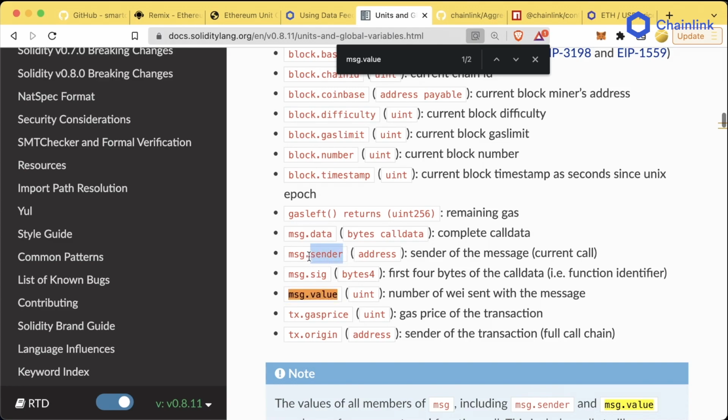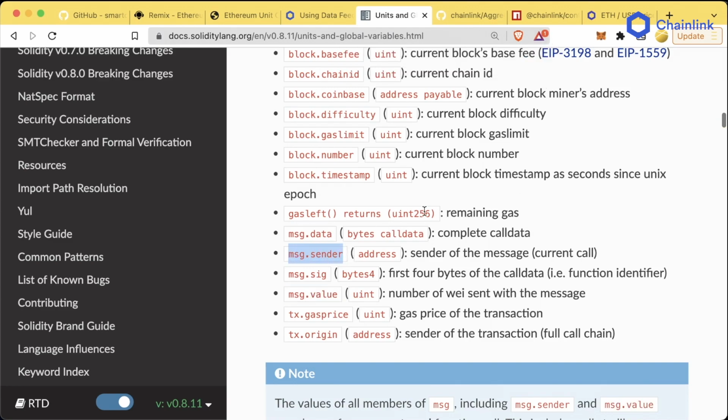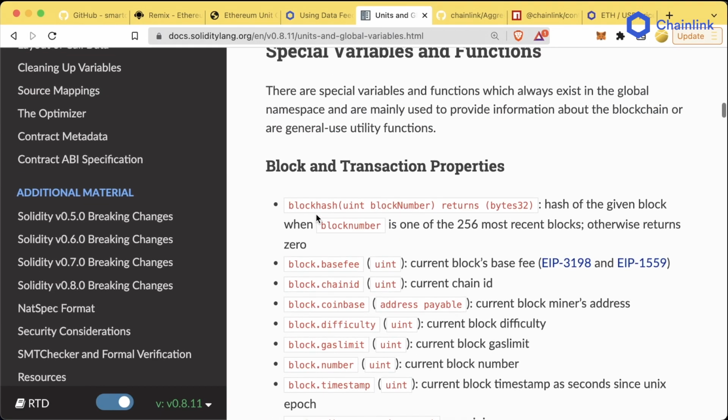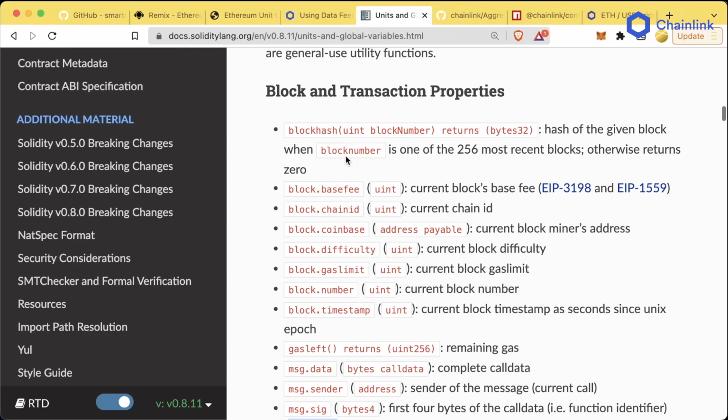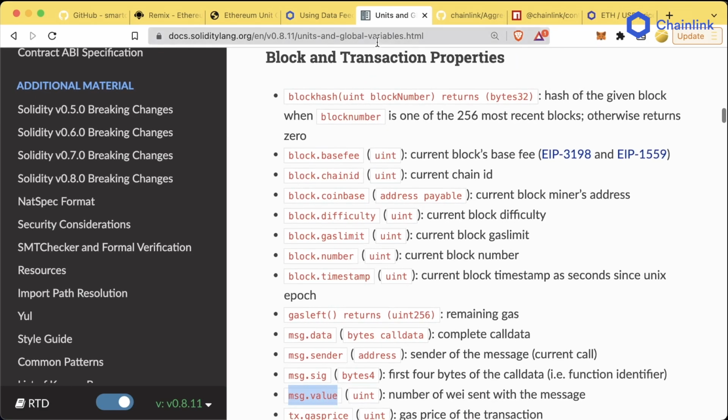Message.value and message.sender are globally available variables, where message.sender represents the sender of the message or transaction, and message.value represents the number of wei sent with the message. There's a whole bunch of different special variables and functions that we can access at any time, and these are available in the Solidity documentation.